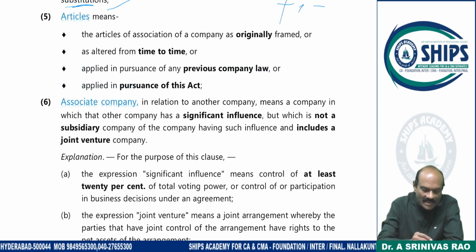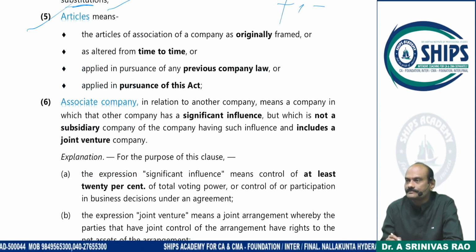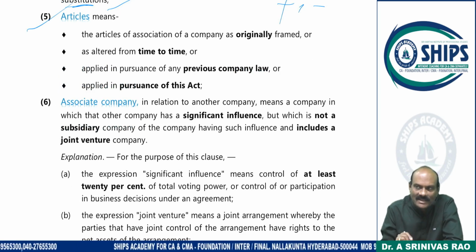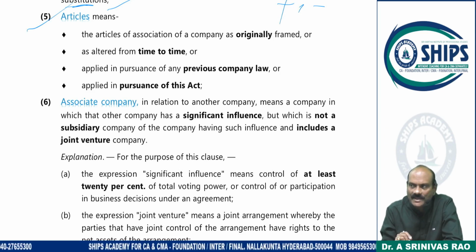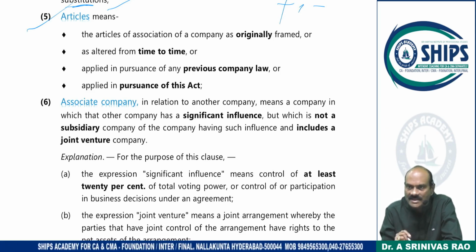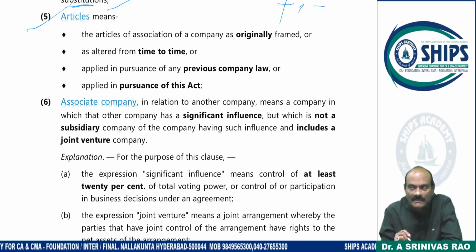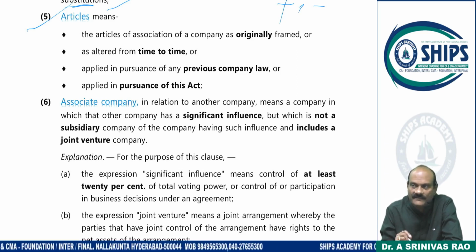Next one, of course, articles of association. You see the definition will repeat again in the AOA. In the incorporation process of a company, there are two important documents. One is the memorandum, the other one is the articles of association. Memorandum is meant for external management of a company. Articles are meant for internal management of a company.